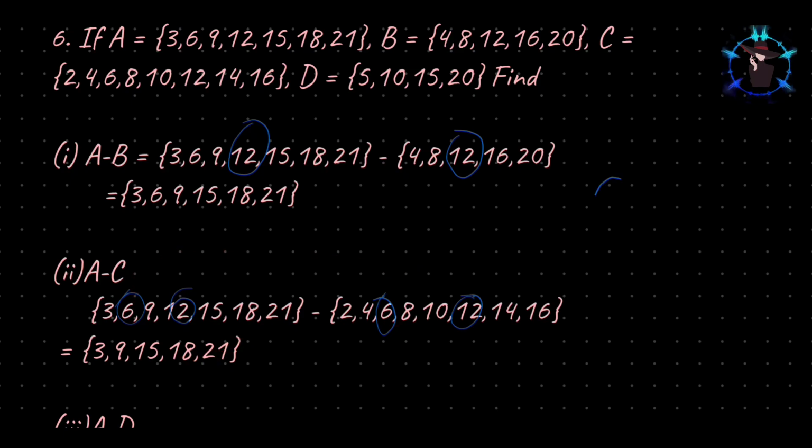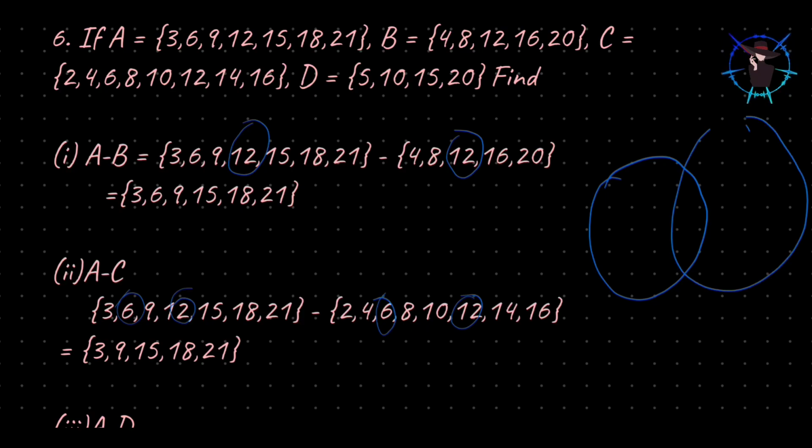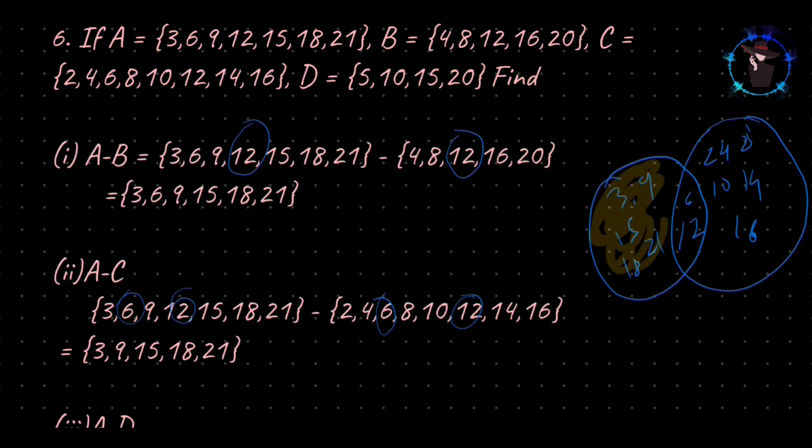I'll just show you within one example of a Venn diagram. What's common here? 6 and 12, right? The rest are 3, 9, 15, 18, 21. Here 2, 4, 8, 10, 14, 16. So what is the value of A? Only this. Remember, we need to take only A, not even the intersection part. So that is what we have to take: 3, 9, 15, 18, 21.